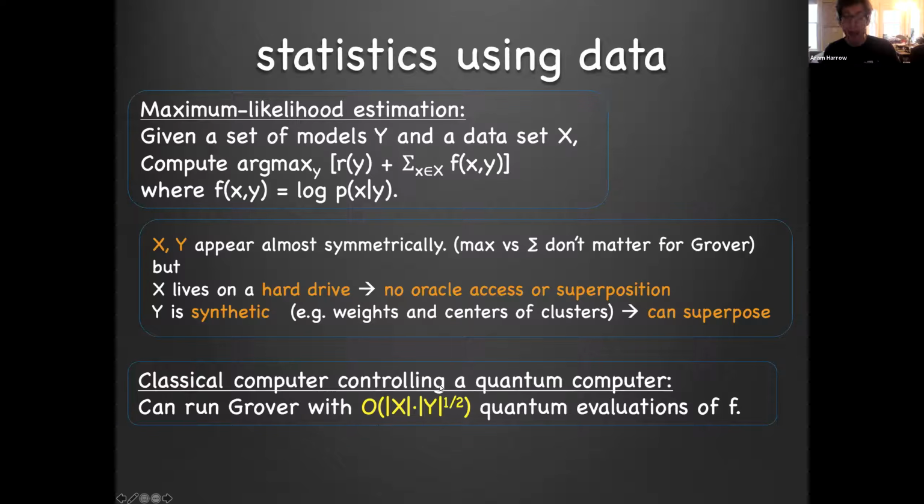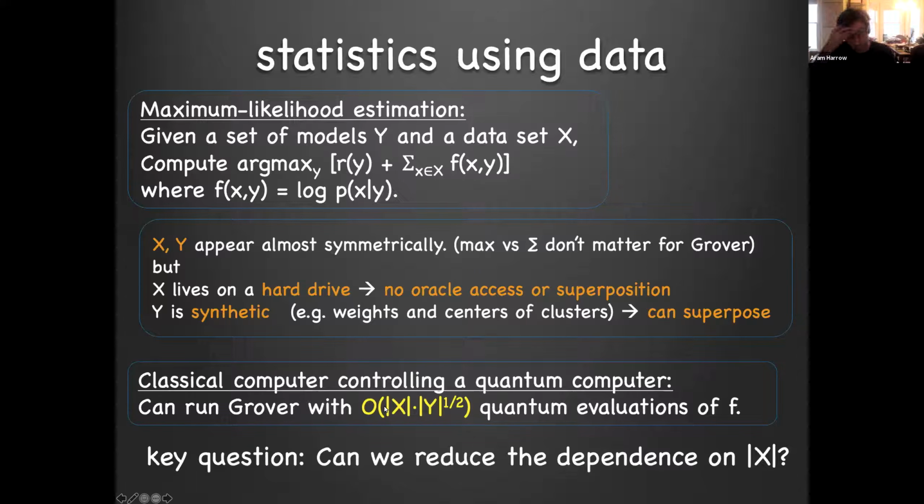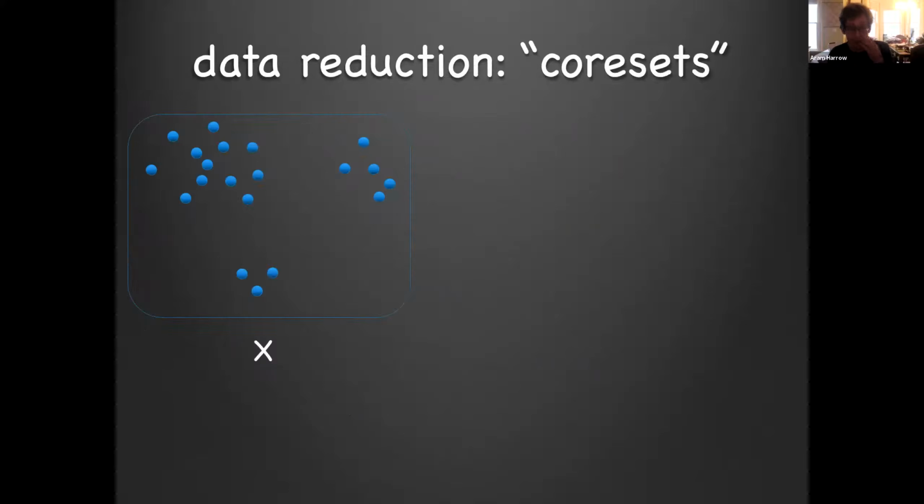But the more it improves the dependence on Y and leaves X untouched, the more unsatisfactory it becomes, because your runtime is still dominated by this large data set. So one question to get these algorithms to work well is, can we reduce the dependence on the size of X?